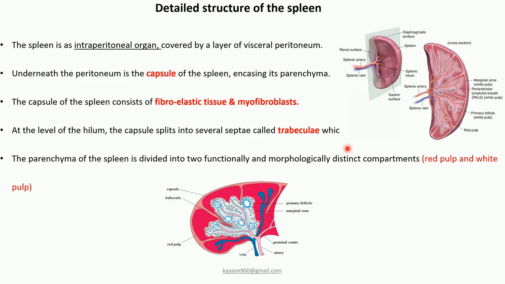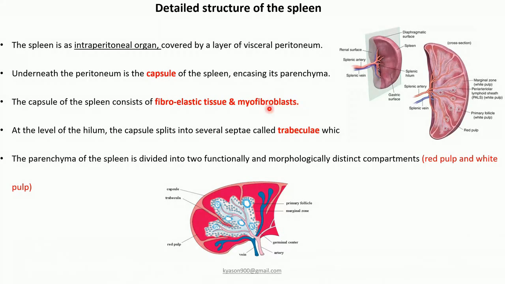Okay, so internally, your spleen has a unique arrangement, and we can appreciate that unique arrangement. But before you go to that, you have to appreciate that your spleen is an intraperitoneal organ, meaning that it's almost covered by visceral peritoneum. But beneath that visceral peritoneum, we have a capsule that's going to be wrapping around the spleen. This capsule is going to consist of fibroelastic tissue and also myofibroblasts.